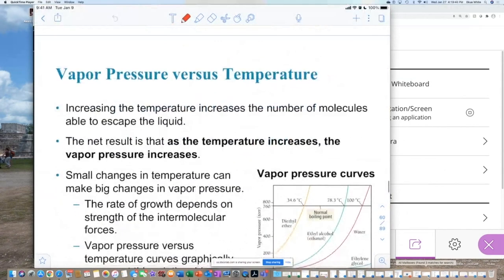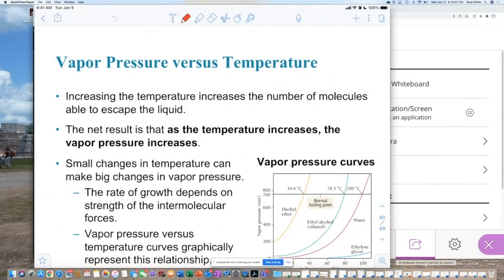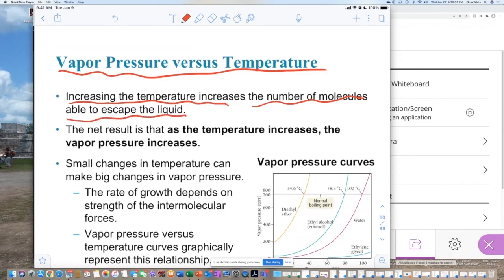So let's continue here. Now, in slide 60, it talks about vapor pressure versus temperature. So we're looking at how temperature influences vapor pressure. This is the bottom line of this slide. We're told increasing the temperature increases the number of molecules that are able to escape the liquid. Remember, those vapor molecules are escapees. They escaped. So if the goal is to increase vapor pressure, then apply more temperature. So this essentially explains what I just told you, only this is in context. The net result is that as the temperature increases, the vapor pressure increases.